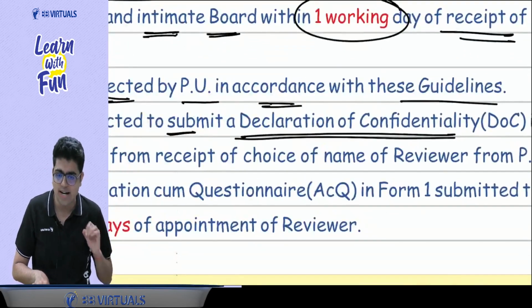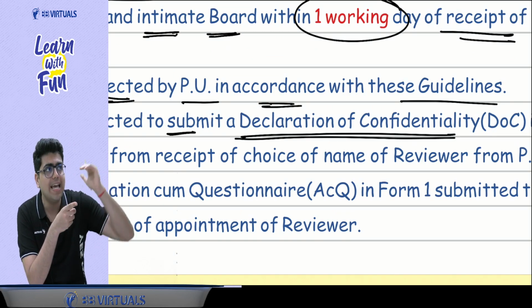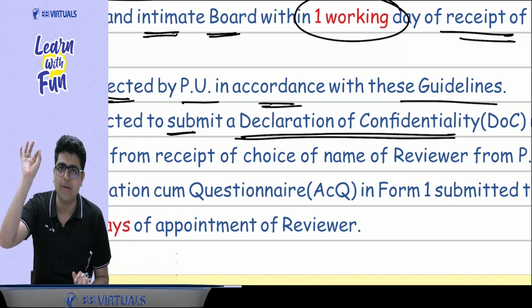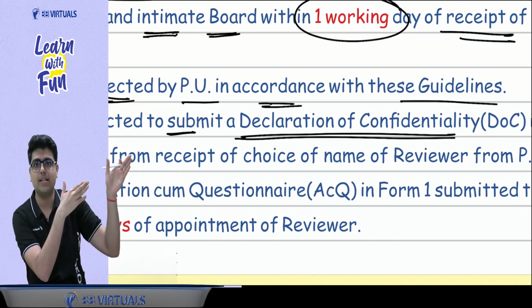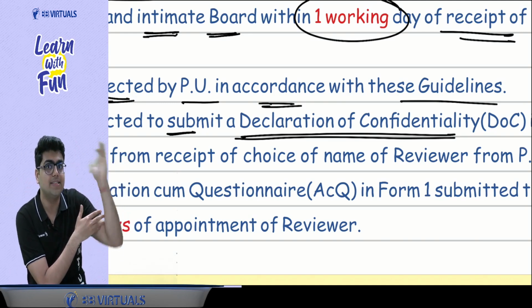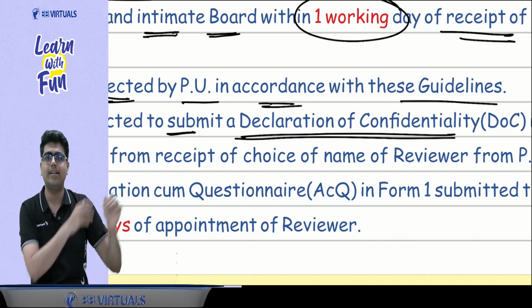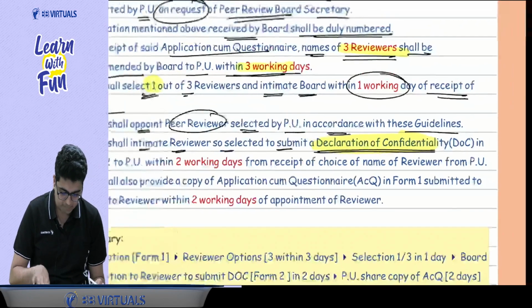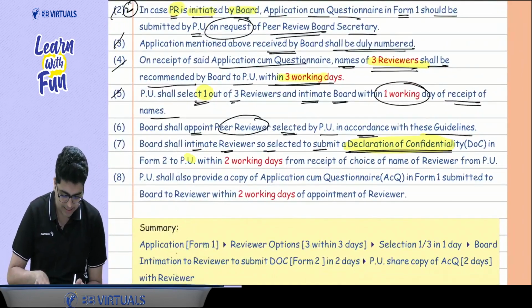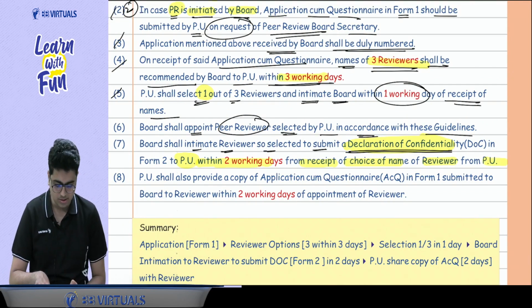Did we discuss about it? The answer is yes. I told you, to be eligible as a peer reviewer, you need to have 7 years experience in practice. In case you move from industry to practice, 10 years industry, 3 years practice, 10 minus 3 equals 7. Then you need to do proper training, test and a declaration of confidentiality. So that declaration of confidentiality needs to be submitted to the practicing unit within 2 working days from the receipt of the choice of name of the reviewer from the practicing unit.